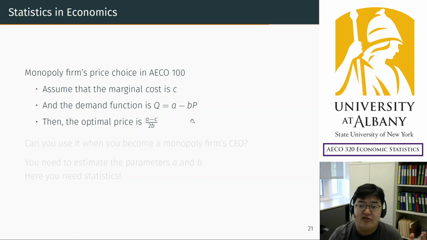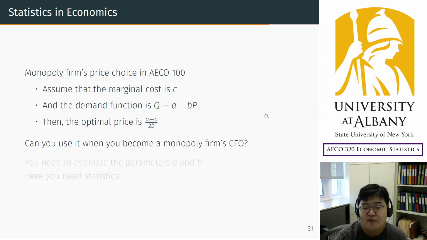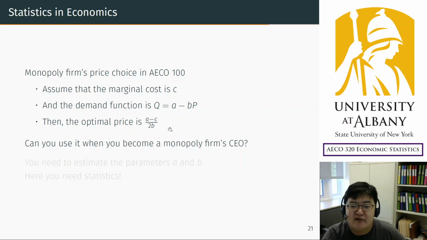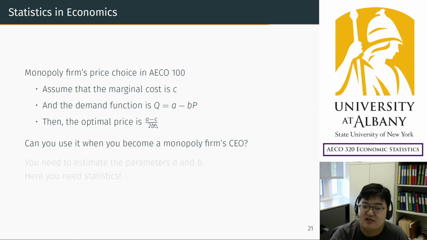So nothing special. And then, if you learned about this theory, then you must have learned how you derive the optimal price. The profit is maximized when the price is set at this point: A minus C divided by 2B. Okay, so this is the theory. And then you may think, there are many purposes to learning this theory, but suppose you become the CEO of a monopoly firm, and then this theory should be useful, right? Okay, you learned from the microeconomics course that the optimal price is this. Then let's set our price as A minus C over 2B.